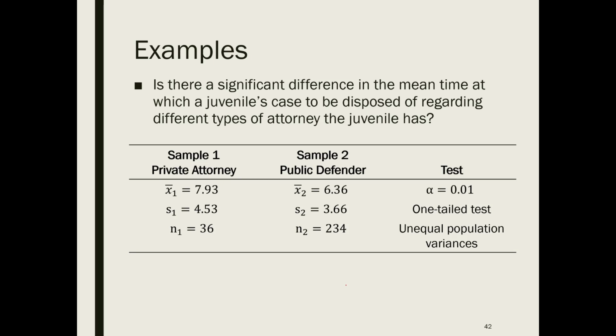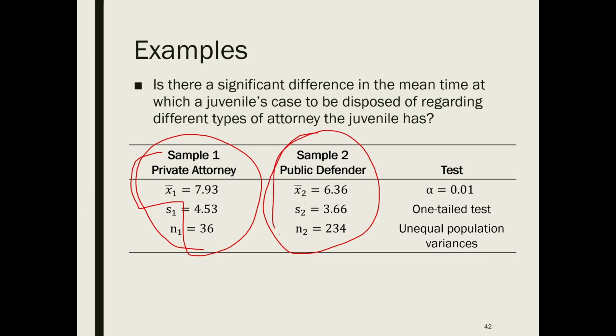So in this example, the research question is: is there a significant difference in the mean time at which a juvenile's case is disposed of regarding different types of attorney the juvenile has? Private attorney is expensive. Public defender is sort of cheap or free, right? Again, we have two samples. The private attorney group has a mean time of 7.93. The public defender group has 6.36. Then we have the standard deviations, sample size 1, sample size 2, and we use alpha level 0.01.